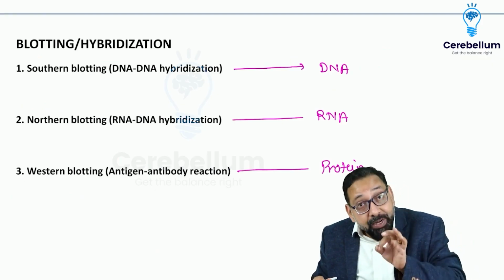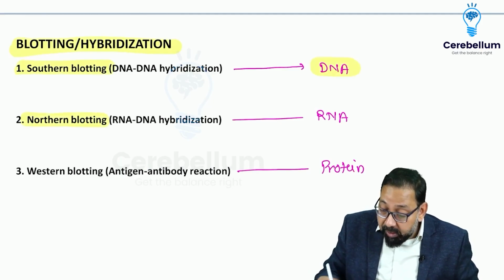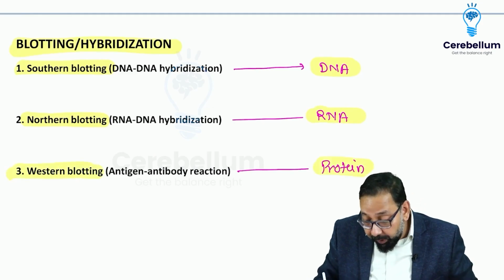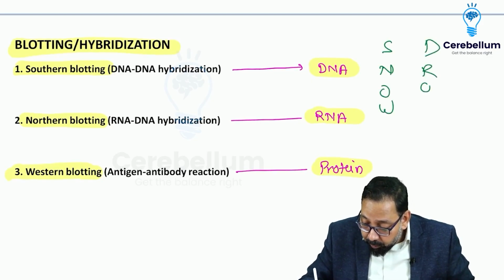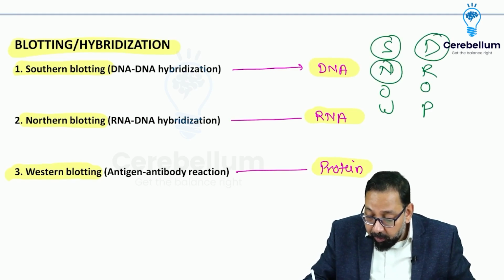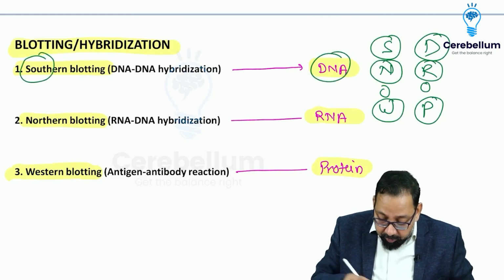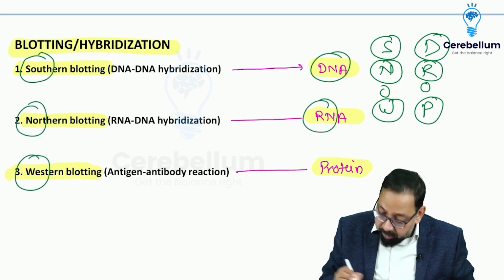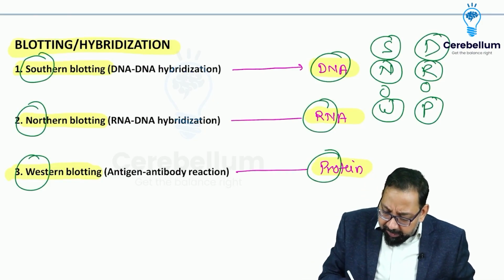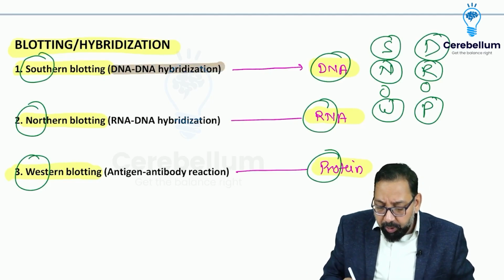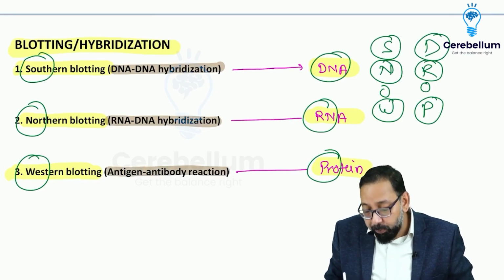Now we come to blotting technique or hybridization. Southern blotting is done for DNA. Northern blotting is done for RNA. Western blotting is done for protein. Mnemonic is snowdrop. Southern for DNA, Northern for RNA, Western for protein. Sometimes we say South dosa, North roti, West pizza. You can remember. One question sometimes asked that in Southern blotting there is DNA-DNA hybridization. In Northern blotting there is RNA-DNA hybridization. In Western blotting there is antigen-antibody reaction.